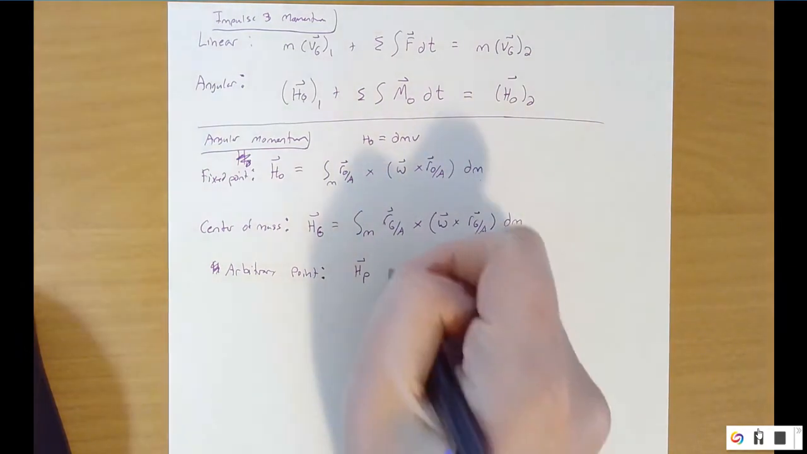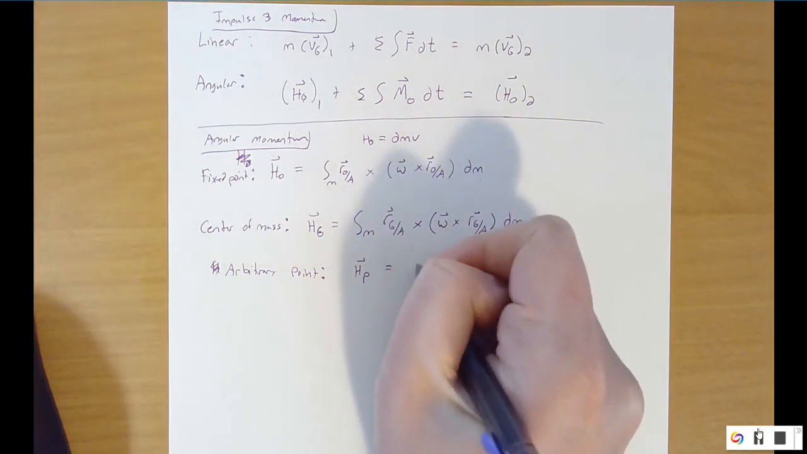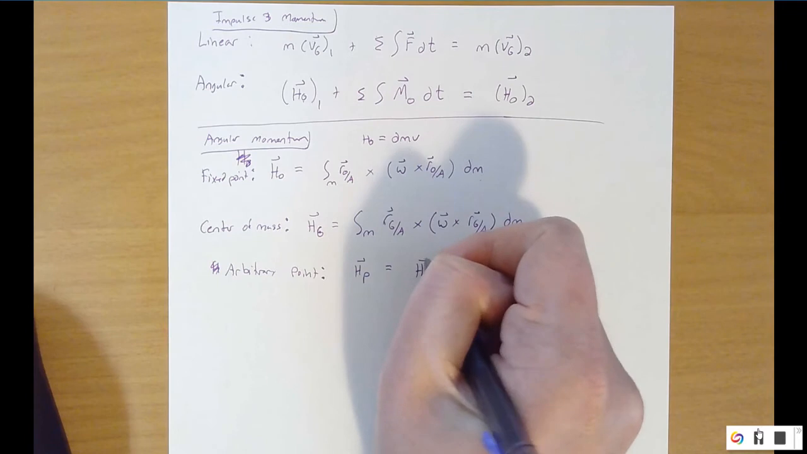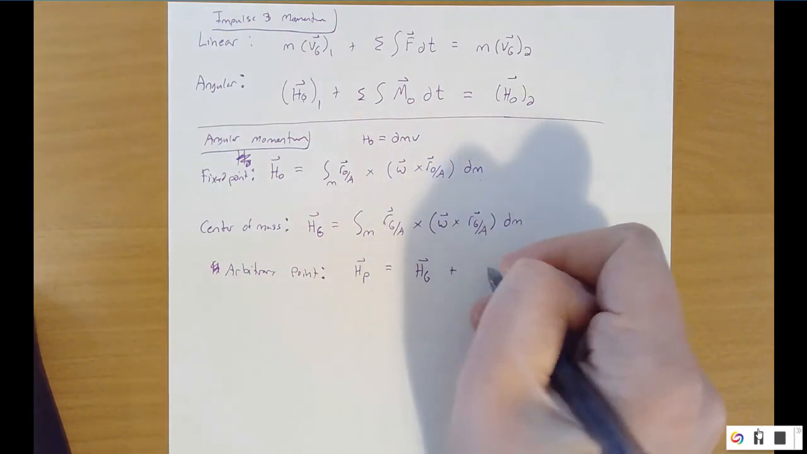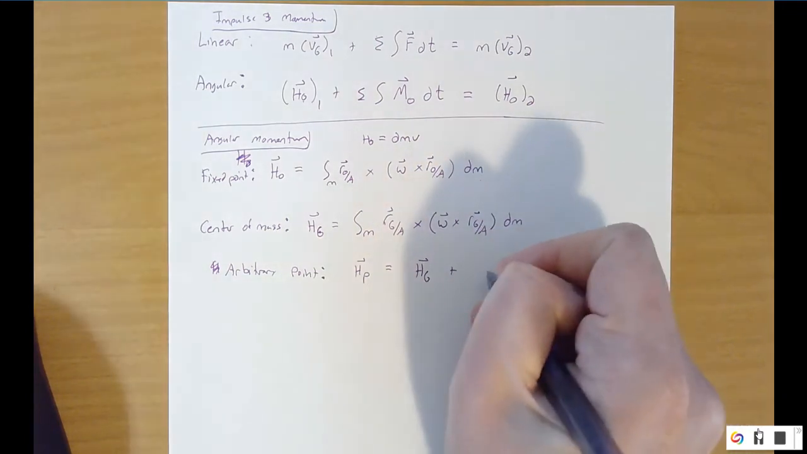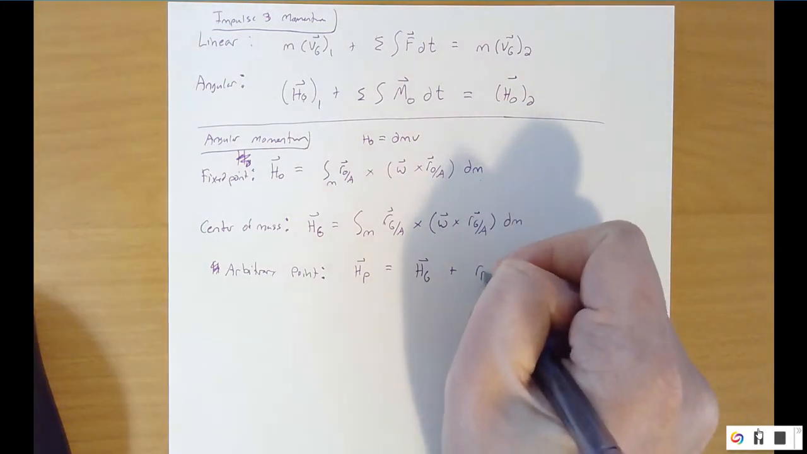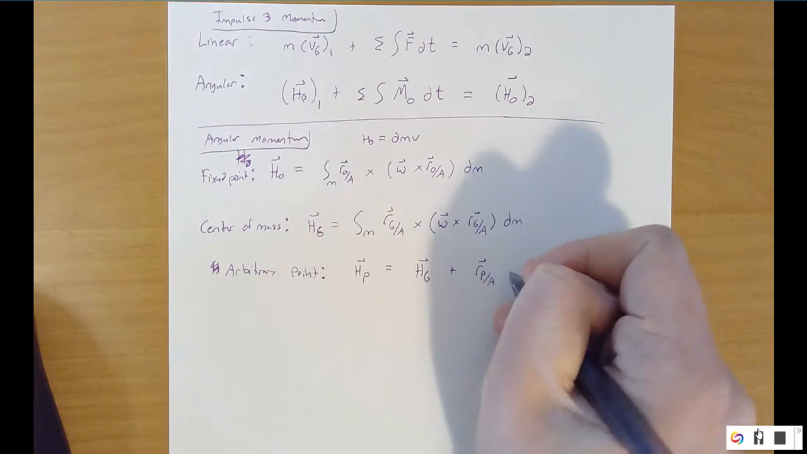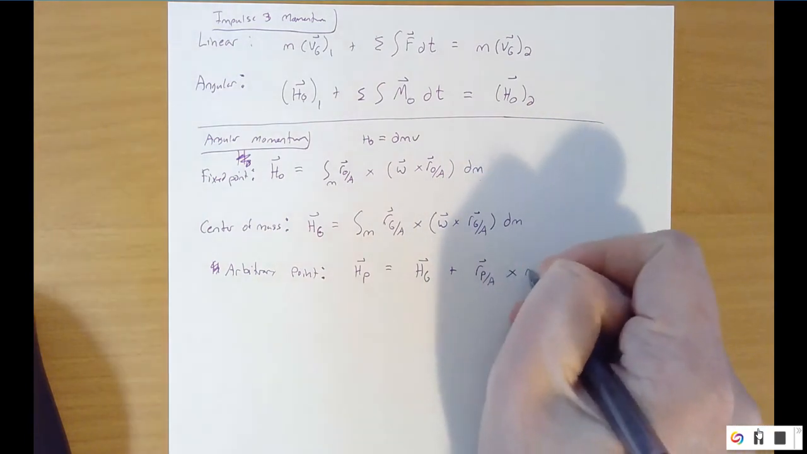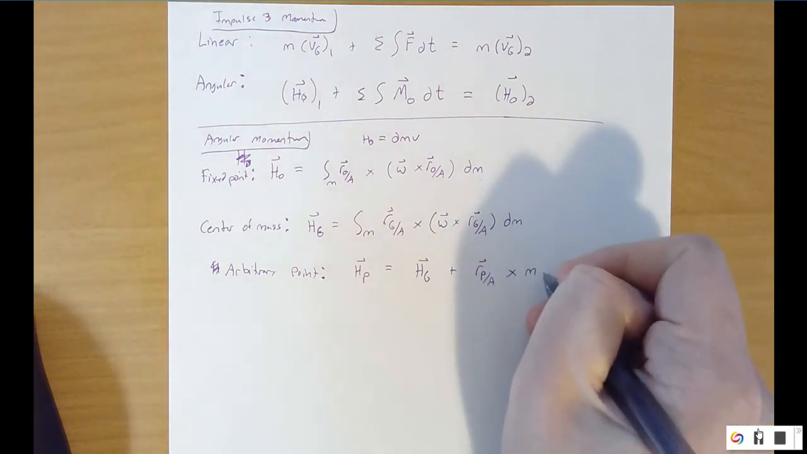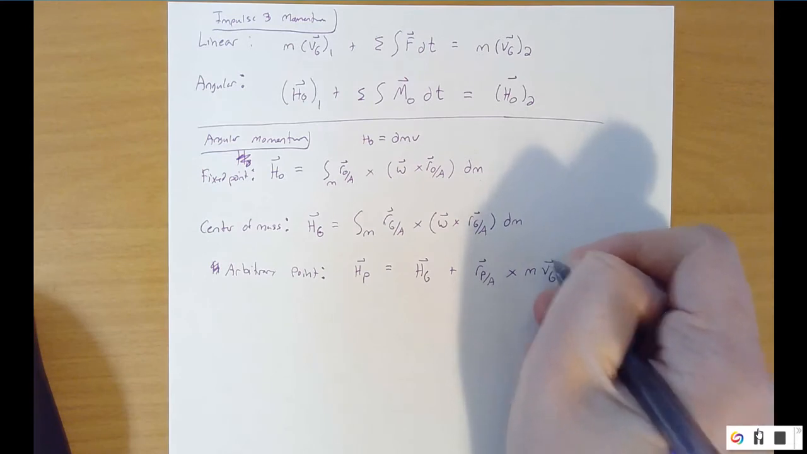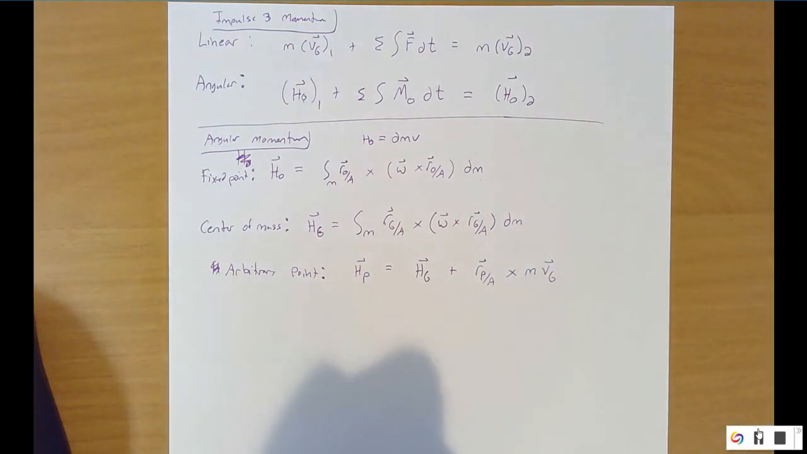So this is going to be HG plus the radius from A to P, and we're going to cross that with our mass and our velocity of our center of gravity, where mass is a scalar. So this looks a lot like parallel axis theorem.